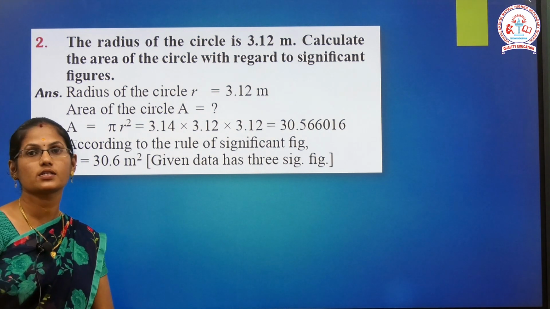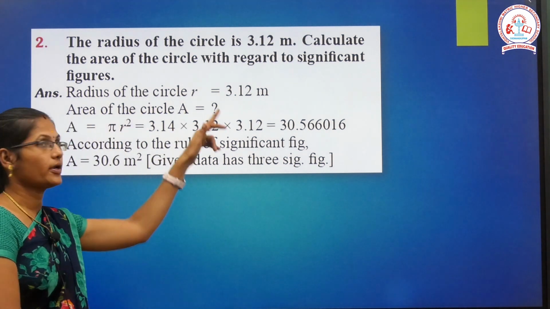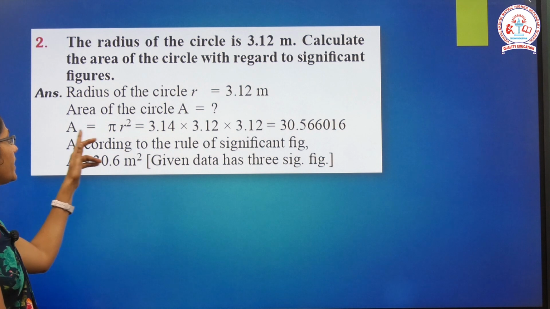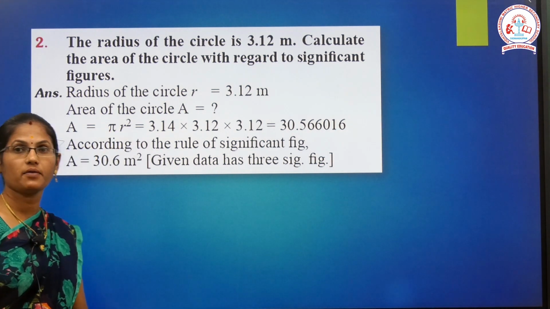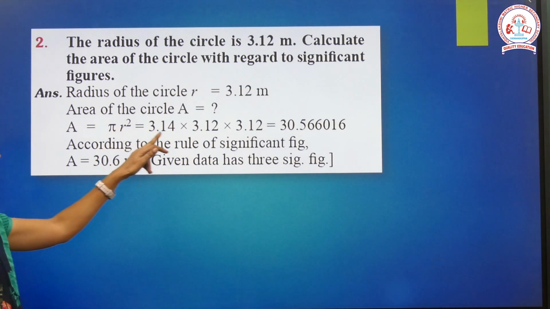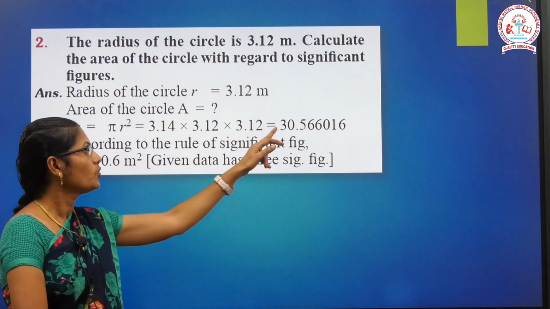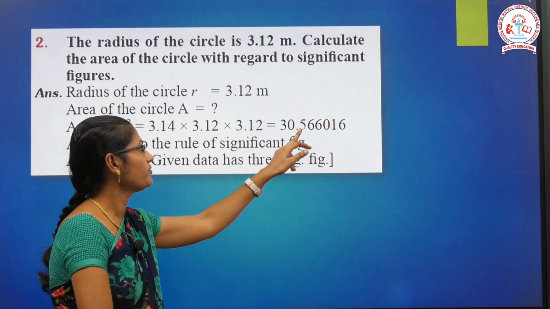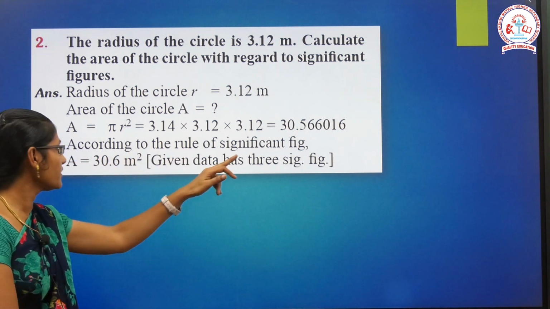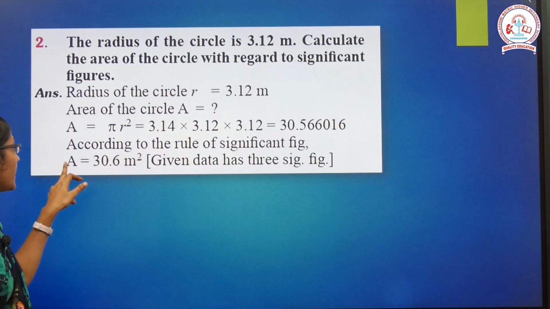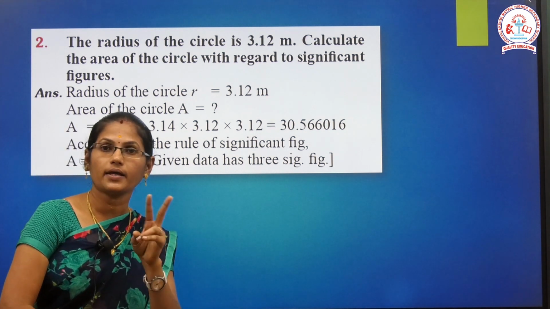What are the given values in this problem? The radius of the circle, r, is equal to 3.12 meter, and the formula for the area of the circle is A is equal to pi r square. The pi value is 3.14 and r square is 3.12 into 3.12. We multiply these three values and get the answer 30.566016. According to the rule of significant figures, we consider A is equal to 30.6 meter square.